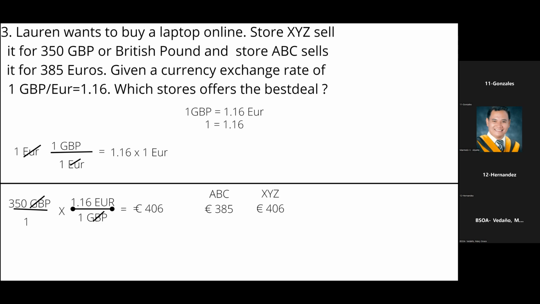So let's compare the stores kung alin yung nag-o-offer na mas mura na same unit lang naman ang binebenta. Si ABC 385 euros at si XYZ 406 euros. Mas mura si ABC Store kay XYZ na same unit lang naman ang binebenta. Thank you po.